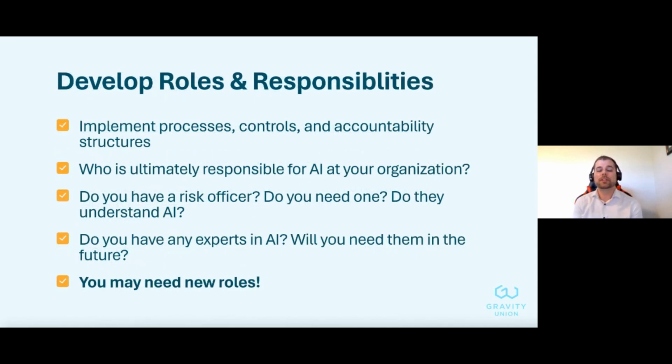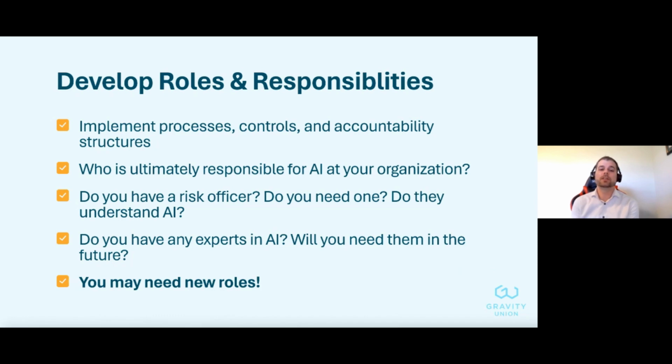So when we're talking about roles and responsibilities, you will need to implement process controls and accountability structures. You may be able to leverage some of the stuff that you already have in place for application technologies, etc. But ultimately, you need to figure out who is responsible for AI at your organization. And that might start out in IT. That might be your director of technology, whoever it might be at this point. But at some point, you may need to have a person dedicated to that AI technology.